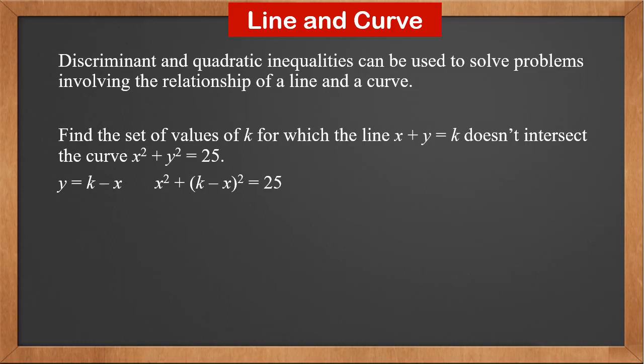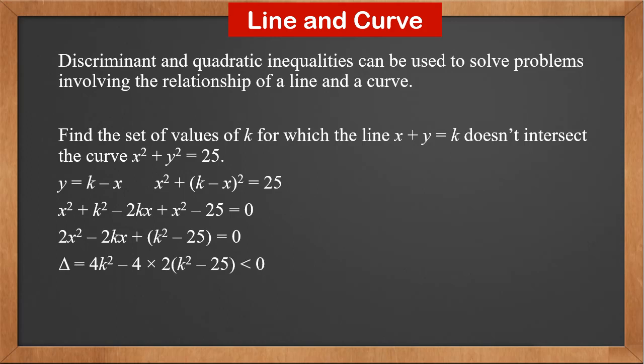From x plus y equals k, we get y is k minus x. Substitute it in the curve equation, we get x squared plus (k minus x) squared is 25. It is x squared plus k squared minus 2kx plus x squared minus 25 is 0. Combine like terms, we get 2x squared minus 2kx plus k squared minus 25 is 0. This should have no solutions.